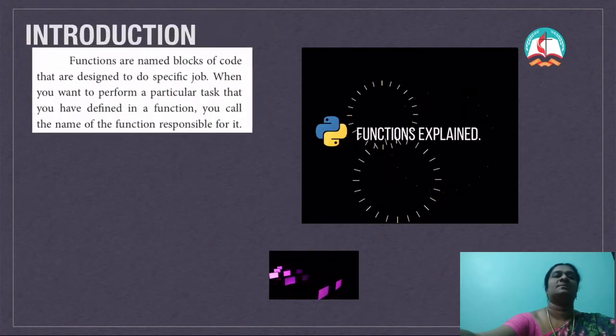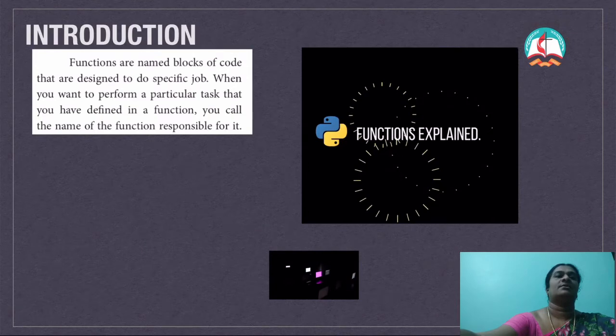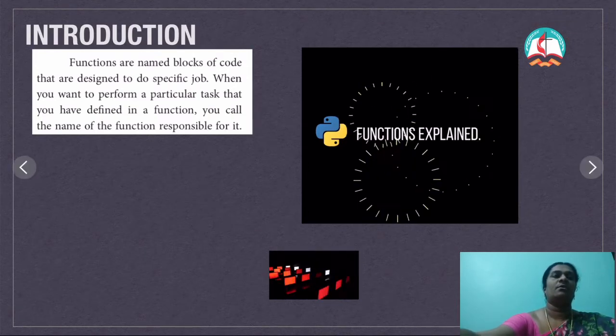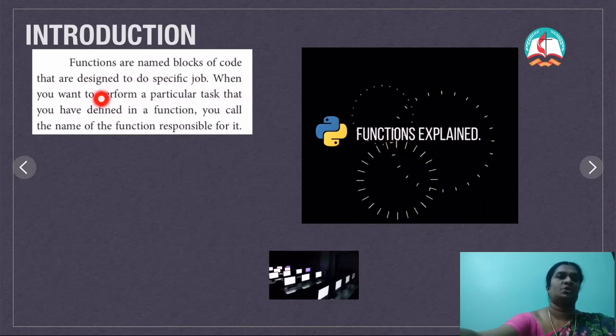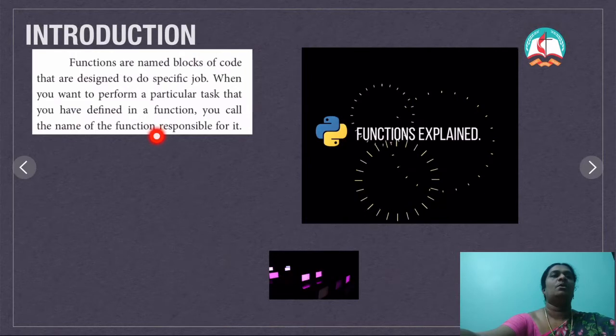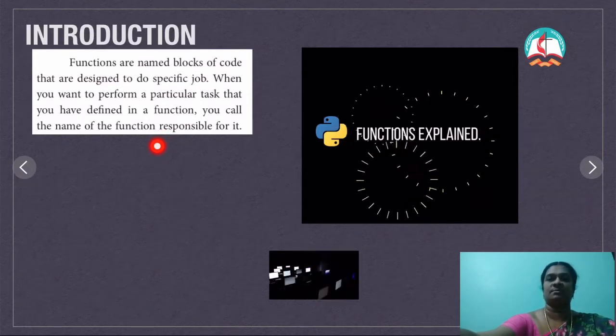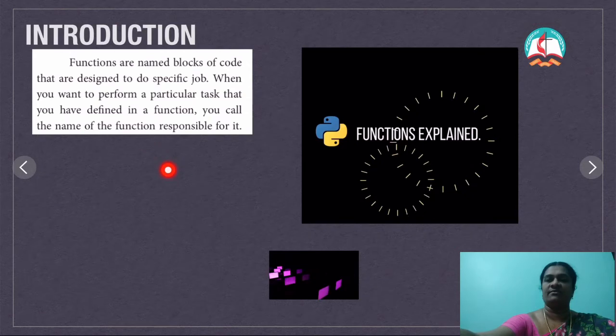What are called Python functions? Functions are named blocks of code that are designed to do a specific job. When you want to perform a particular task that you have defined in a function, you call the name of the function responsible for it.